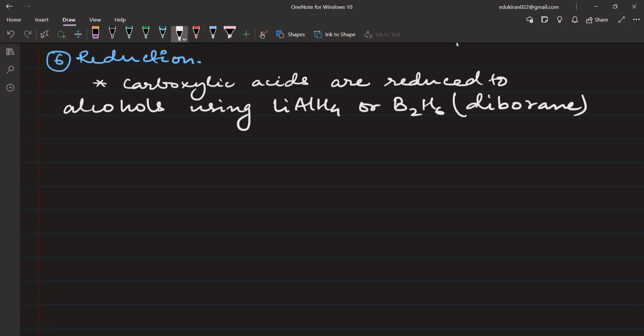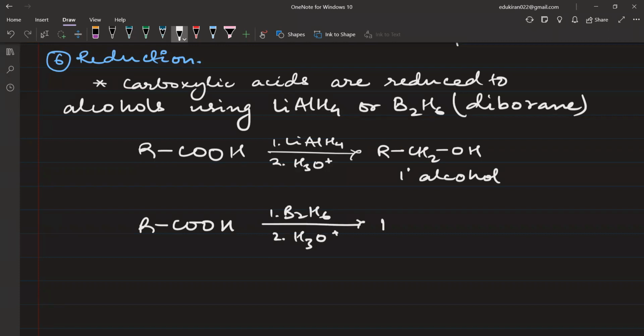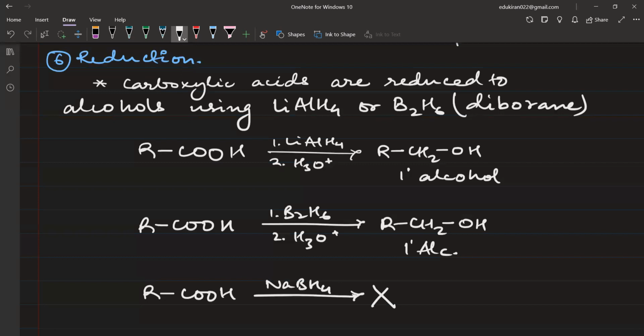So please write RCOOH in the presence of LiAlH4, and you need to have acidic hydrolysis. You will get RCH2OH. This is alcohol, and also this is 1 degree alcohol. Similarly, if you have RCOOH in the presence of B2H6 and acidic hydrolysis, you are going to get RCH2OH, 1 degree alcohol. Also remember, if you have RCOOH and NaBH4, then this is not going to give you any product.